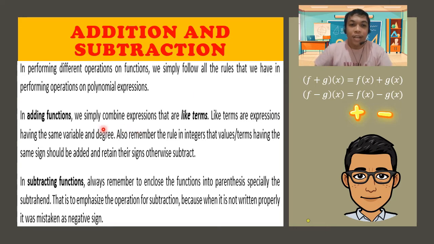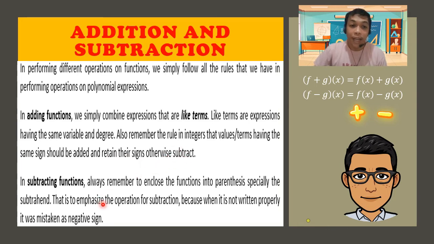So, in adding functions, we simply combine expressions that are like terms. So, ano nga ba yung like terms? Like terms are expressions having the same variable and degree. Ibig sabihin yan, to be able that terms are to be like, dapat parehas yung kanilang variable at parehas yung mga exponent nun. Also remember the rule in integers that values or terms having the same sign should be added and retain their signs, otherwise we are going to subtract.